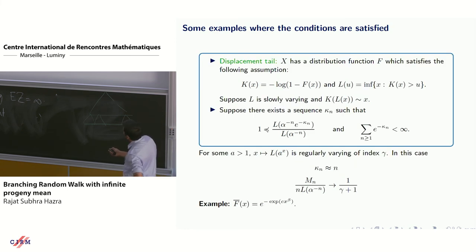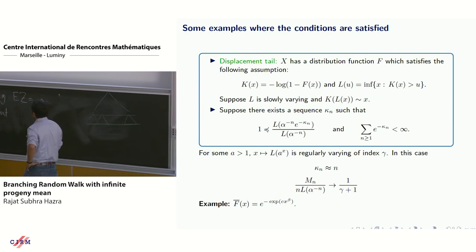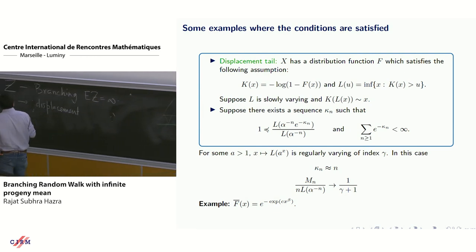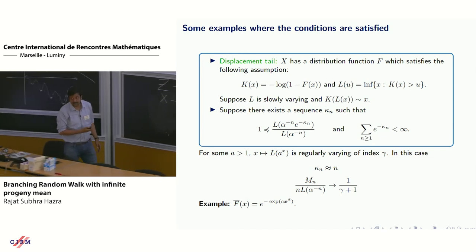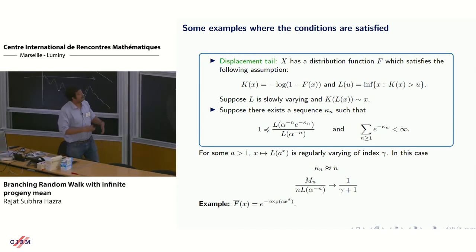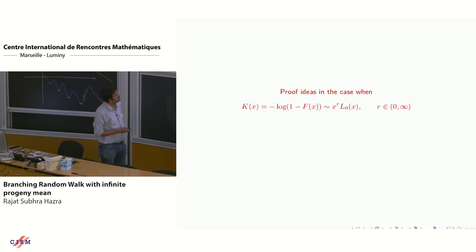So another example is if you take a greater than 1 and you take the function x going to L of a power x, this is regularly varying of index gamma, and you can construct a kappa n which is like n, and then you can show the maximum scales in this order. So you get a variety of scaling, and an example is e power exponential c x power beta. So these are a variety of examples where you can apply this result.